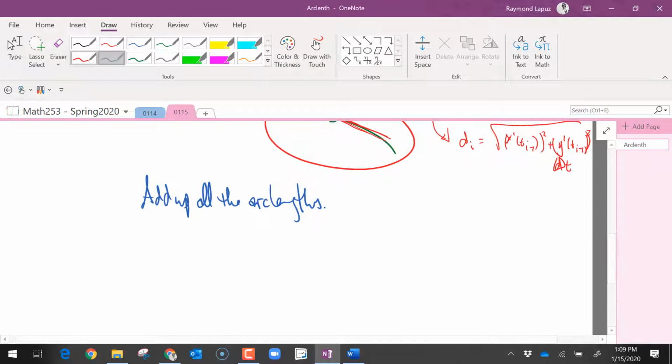So you add up the arc lengths, and so this Riemann sum will eventually become, I guess they call it L. For some reason they call it S.